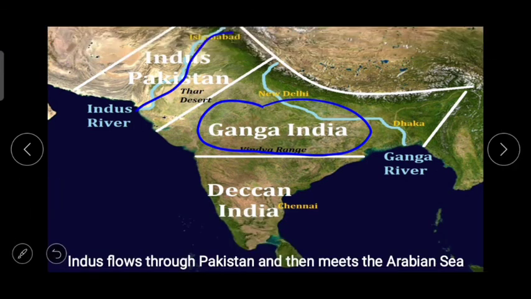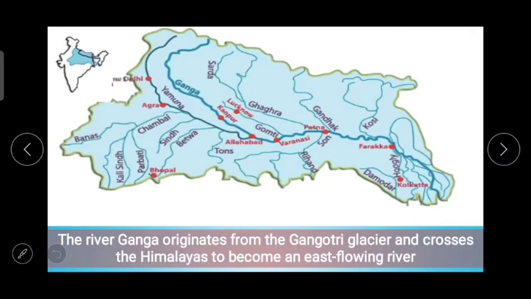The river Ganga originates from the Gangotri glacier and crosses the Himalayas to become an east flowing river. Many tributaries of the Ganga also flow in a similar manner. Yamuna, originating at Yamunotri, is a major tributary of Ganga. That we will see in the map.